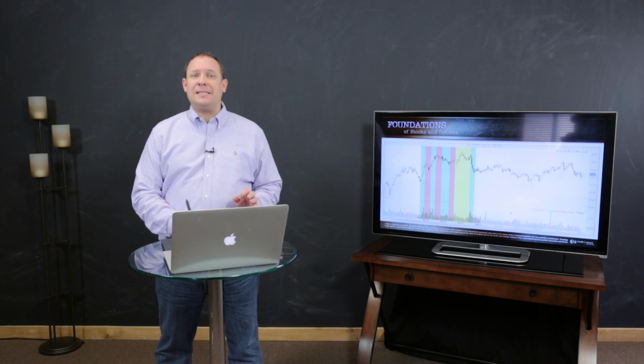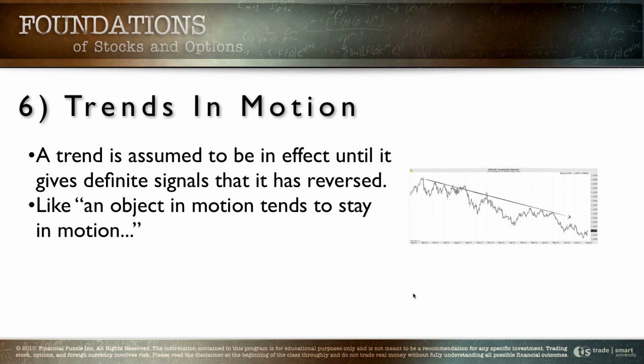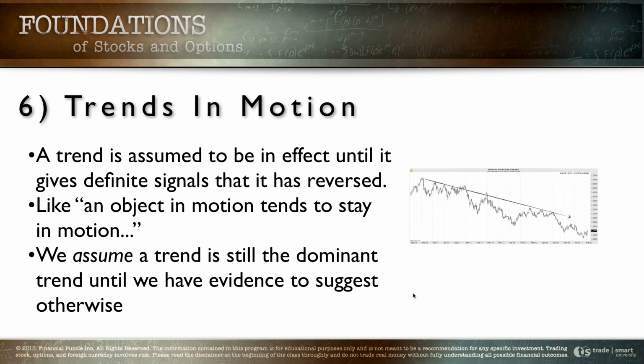All right, that brings us to the sixth principle of Dow theory, which says this: trends tend to stay in motion. A trend is assumed to be in effect until it gives definite signals that it has reversed. How many times have you heard the trend is your friend? It comes right back to Dow theory. A trend is assumed to be in effect until it's given definite signals of a reversal.